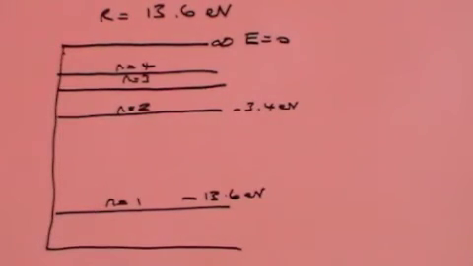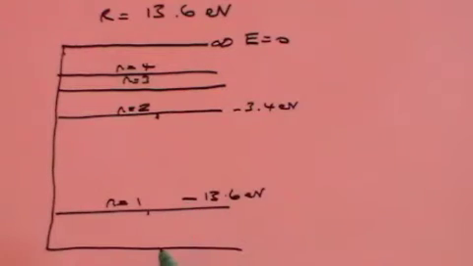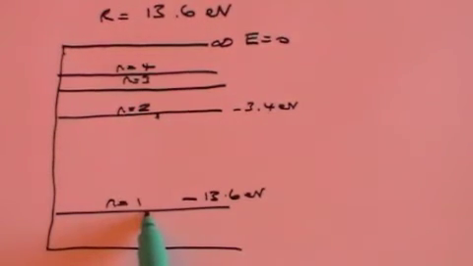All these negative terms mean that the electron is bound to the hydrogen atom, and you have to give the electron energy if you want to get it out. That means to get an electron to go from that energy to that energy, you have to give it energy, whereas if an electron falls from that energy to that energy, it gives up energy.